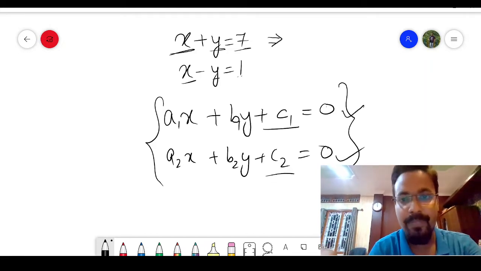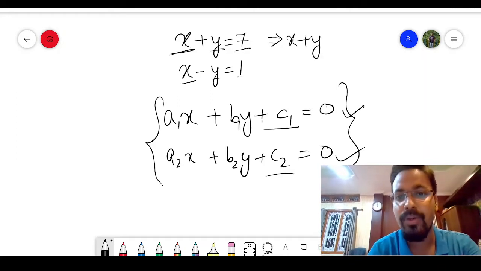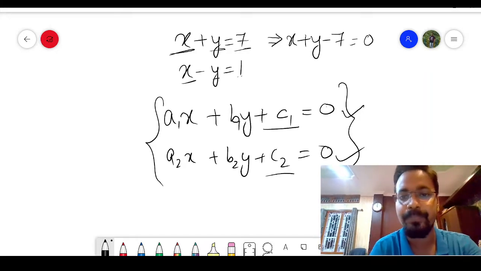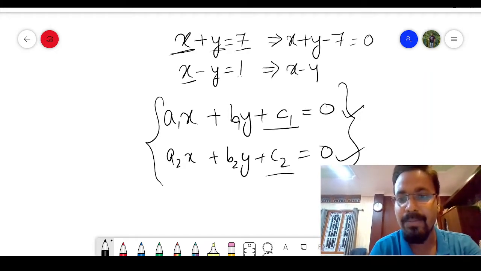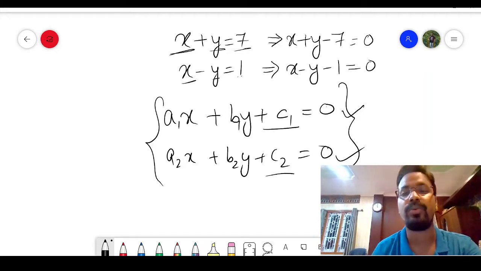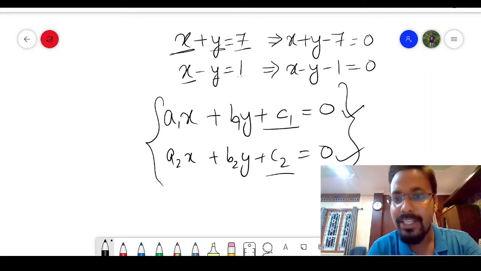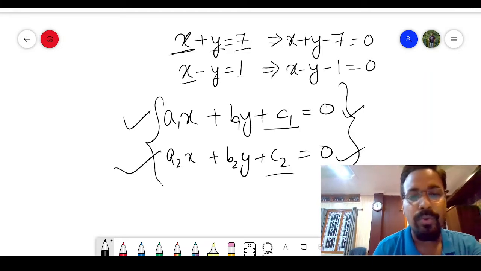Okay, so this will be x plus y, and we have to bring 7 to the left hand side. So it was plus, it will become minus equal to 0. In the same way, x minus y minus 1 is also equal to 0. So now these pair of equations are in alignment with these two.